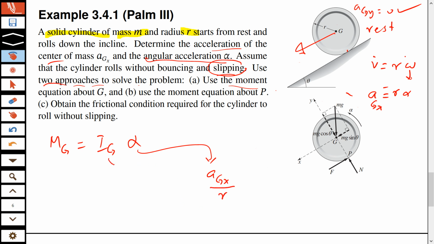Okay. This IG, you can look at the table that the moment of inertia of a cylinder about its center of mass is simply half mr squared. So this is from the table. And moment about G.